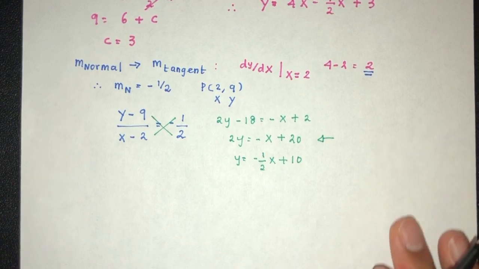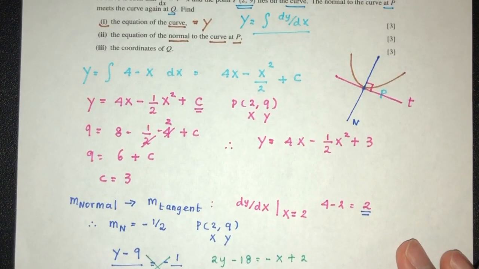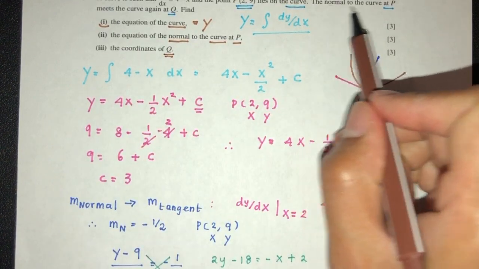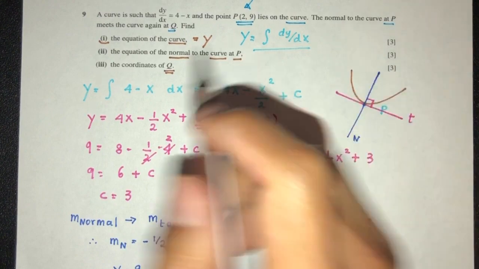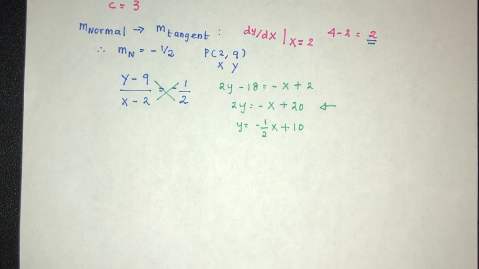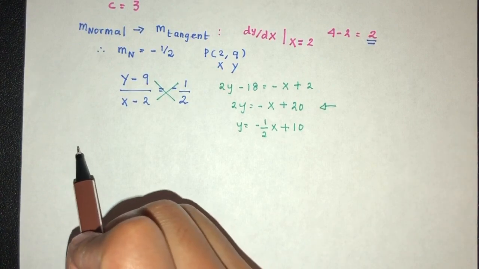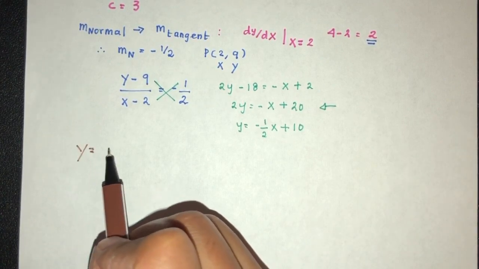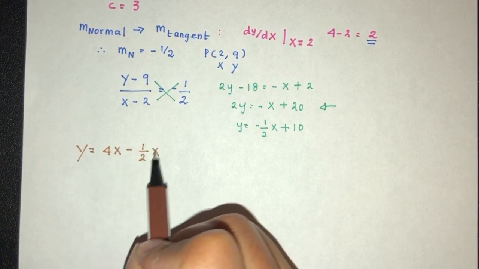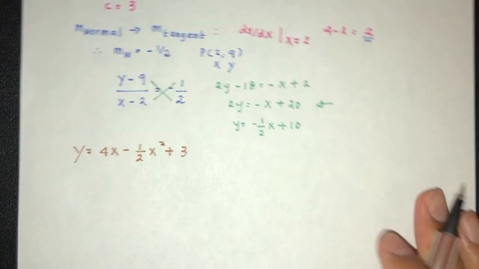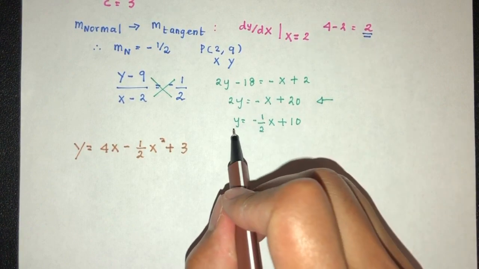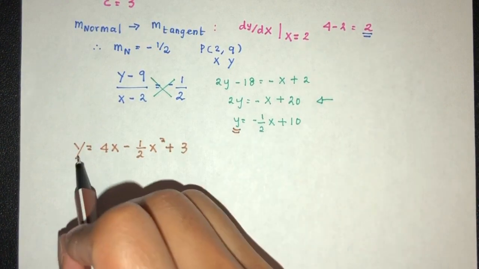Now let's move on to part 3 of the question. Part 3, we have to find the coordinates of Q. Now, the normal to the curve at P, the same normal, meets the curve again at Q. So we have to find the point of intersection of the curve and the normal. Now, the equation of the curve we found was 4x minus half x squared plus 3. This is the equation of the curve. Now this is the equation of the normal. Here we have y as subject already. We can replace in here.